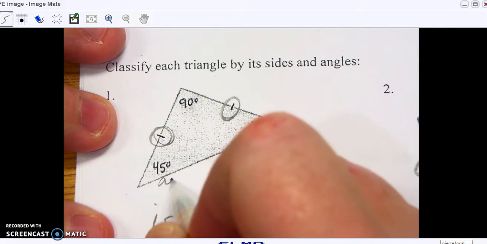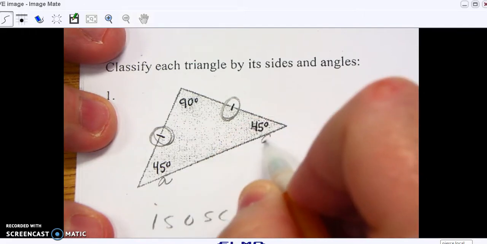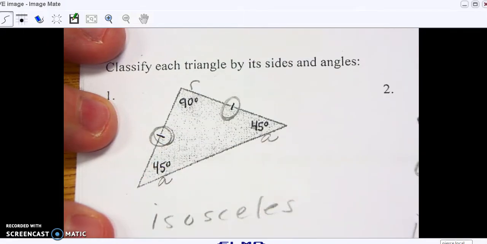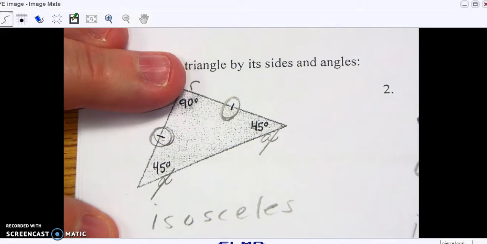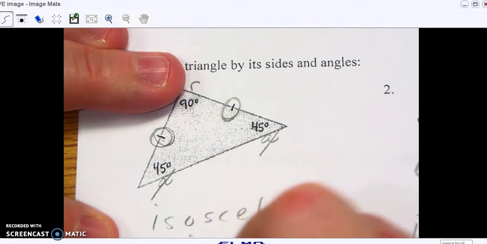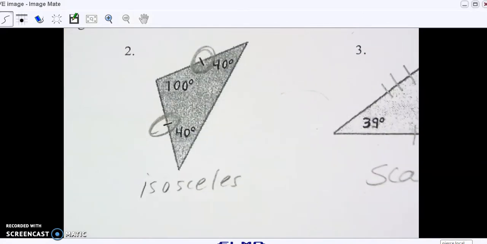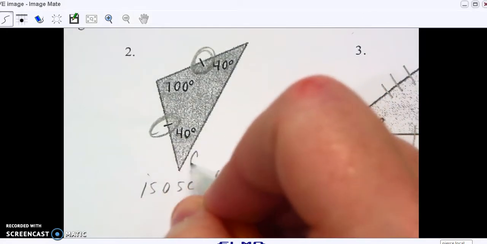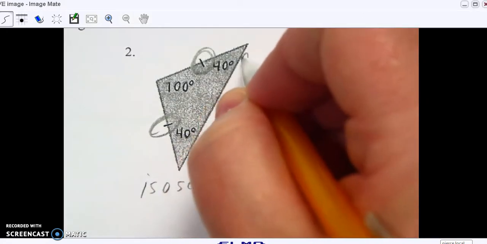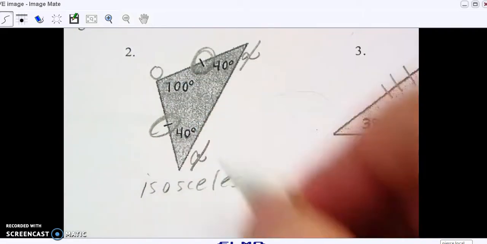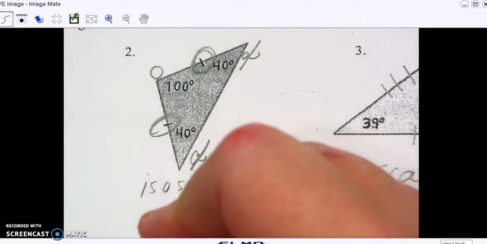So this one's acute, 45 is acute, 45 is acute. This one is right. Cross out your two acute, and what's left over is a right triangle. Okay. What about this one? 40 is acute, 40 is acute, and 100 is obtuse. So cross out your two acutes, and the last one is obtuse.